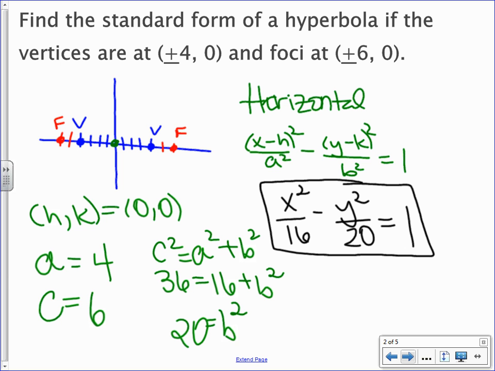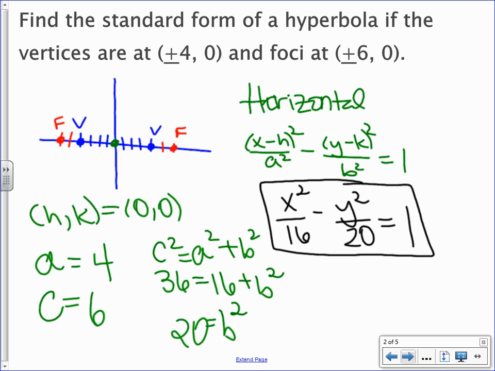Any questions? These are going to be very similar to the ones we did with ellipses, aren't they? Not the same, but similar. Okay, let's talk for a minute. a is going to be how far away our vertices are from the center. c is how far away our foci are from the center.